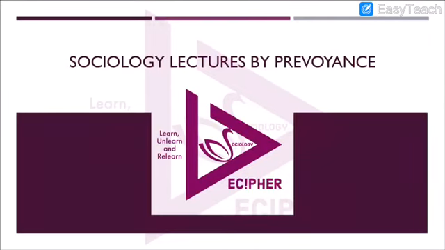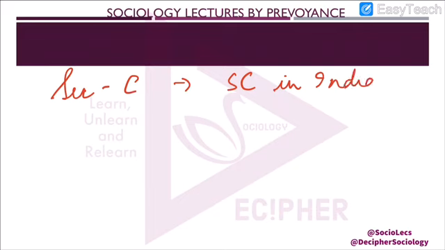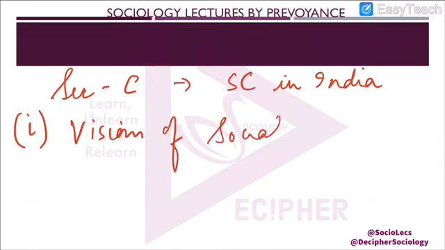We are going to start section C of paper 2, which is social changes in India. The topic to be discussed on 7th of April, 8 p.m., is the first subtopic, which is visions of social change in India. So here it is, section C, social changes in India, and the first subtopic is visions of social change in India.